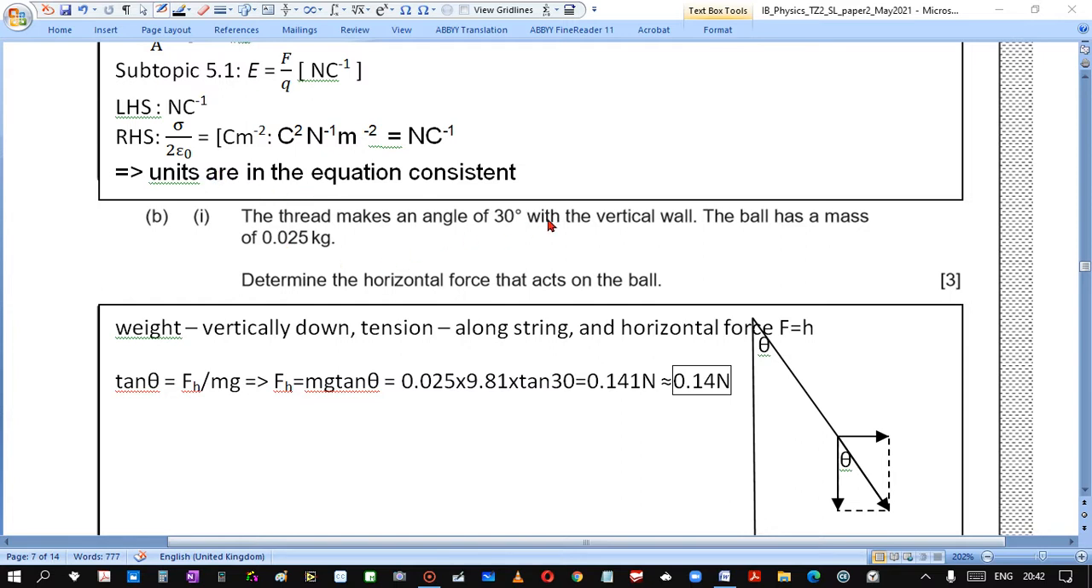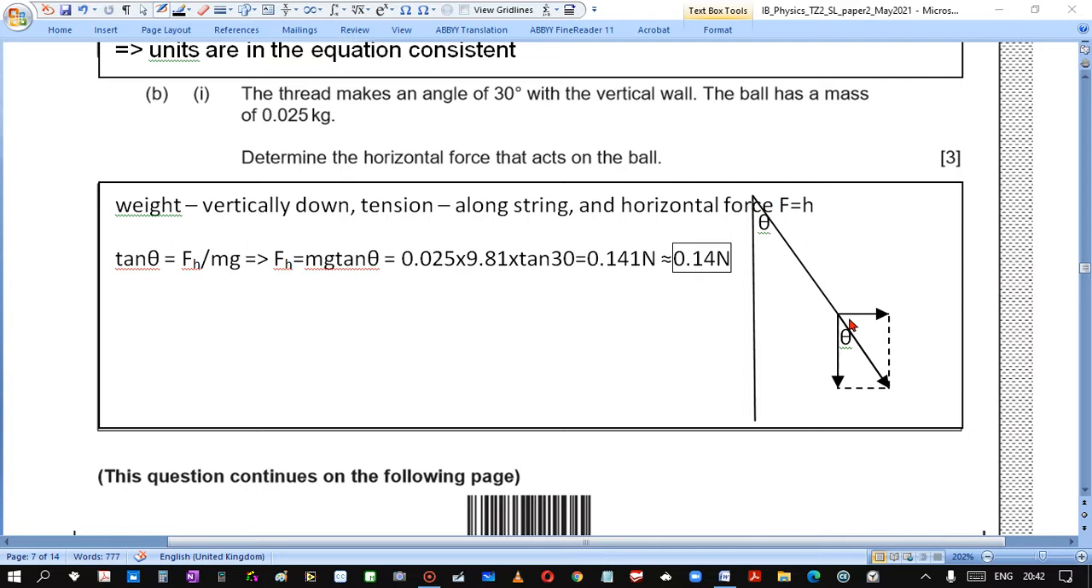The thread makes an angle of 30 degrees with the vertical wall. The ball has a mass of so much. Determine the horizontal force that acts on the ball. So this is a picture. The thread is at an angle theta. The force is horizontal, weight is vertical, and tension is along the thread.